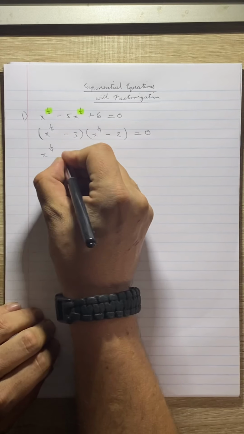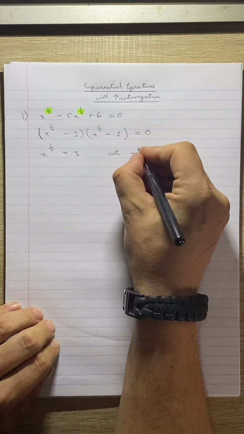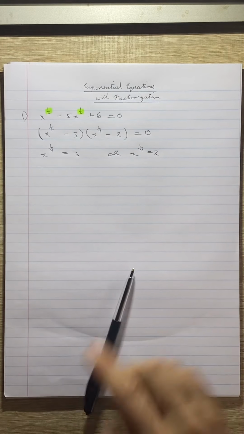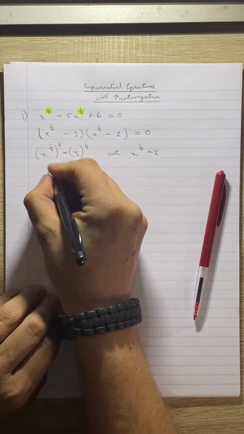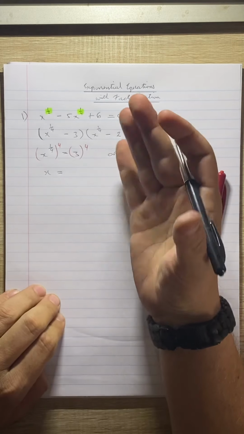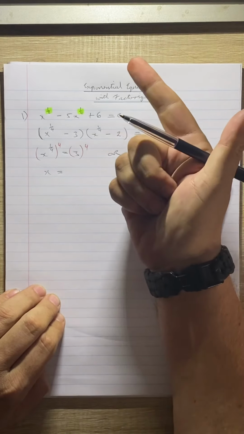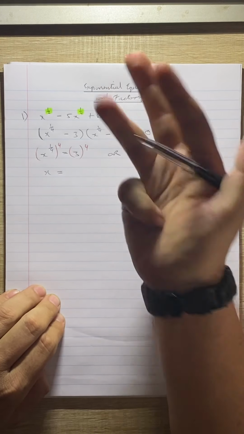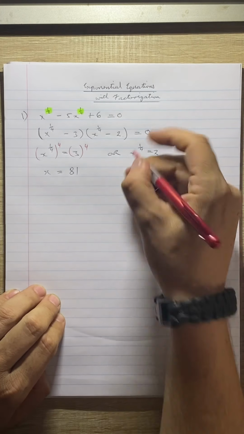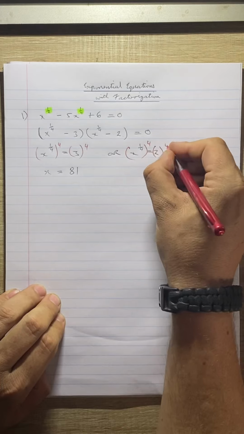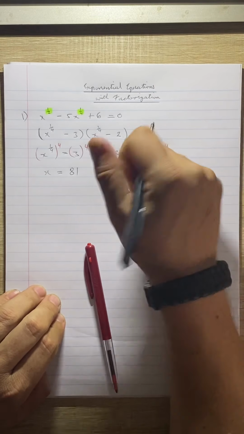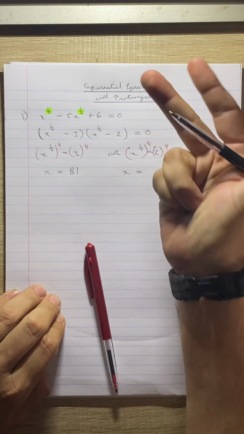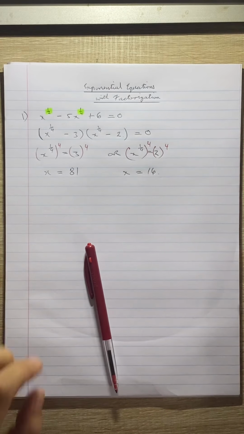So we get x to the quarter is equal to 3, or x to the quarter is equal to 2. Now to get the x on its own, I need to raise this to the power of 4, raise that to the power of 4. Those will cancel, and you're left with x is equal to 3 to the power of 4. Again, you don't need your calculator: 3 times 3 is 9, 9 times 3 is 27, 27 times 3 is 81. Likewise over here, I raise to the power of 4 and we get x is equal to 2 to the power of 4: 2 times 2 is 4, 4 times 2 is 8, 8 times 2 is 16. And there's our answer.